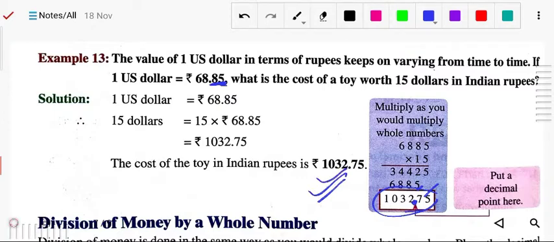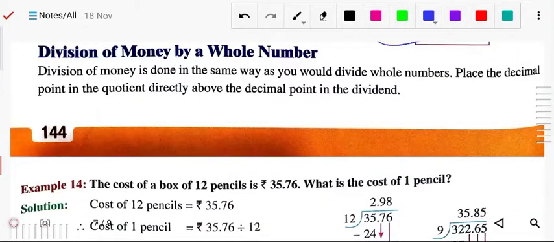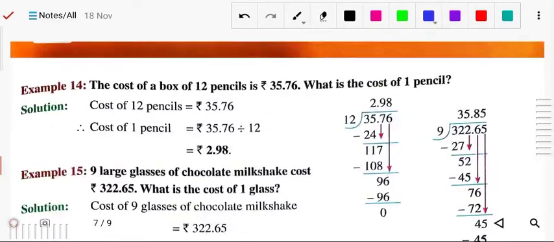Understood? It is the same for division of money by whole numbers. Just as we divide whole numbers, simply we will divide, and put the decimal according to your dividend. Like, you have to divide. 2 times you have divided 24. Now the decimal comes, so you put the decimal in the question side also, or simply you can divide, and then after you put the decimal. Okay, so this is the concept.